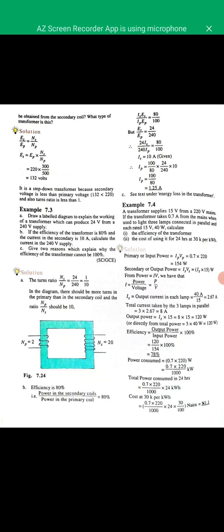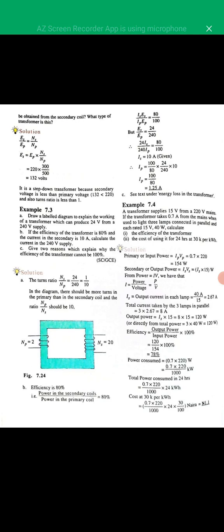Alright, so still using the formula, number of turns in the secondary over number of turns in the primary equals the voltage in the secondary over the voltage in the primary. Since we're given the number of turns in the primary and secondary and the primary voltage, which is 220 volts, we just make the secondary voltage the subject of the formula and we get 132 volts. Now what kind of transformer is this?